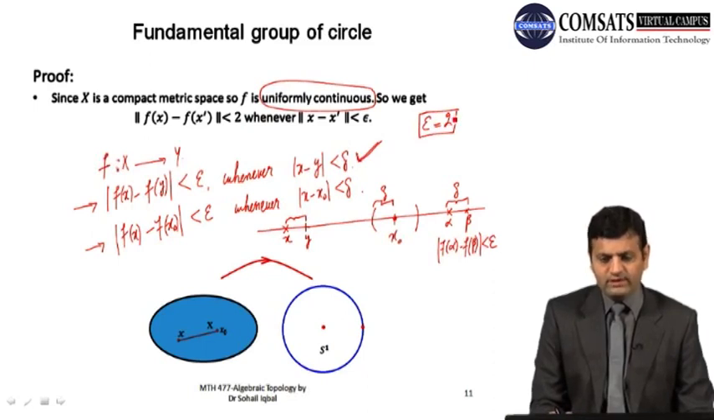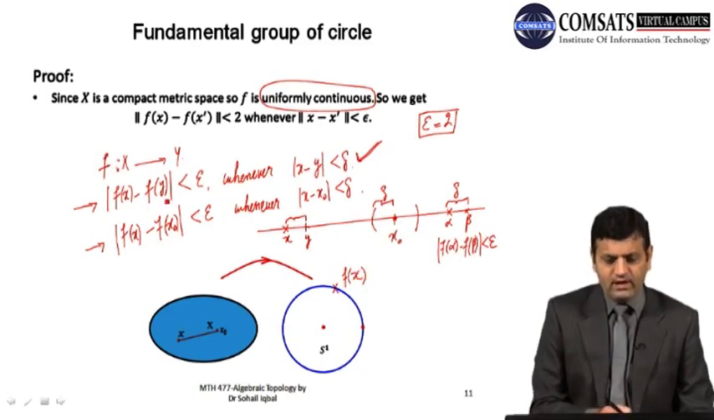So there is a reason for doing that, and we will see why. If |f(x) − f(x′)| is less than 2 whenever |x − x′| is less than epsilon, why are we taking it to be less than 2? Because what is f(x)? f(x) is going to be a point on the circle, because f is a map.